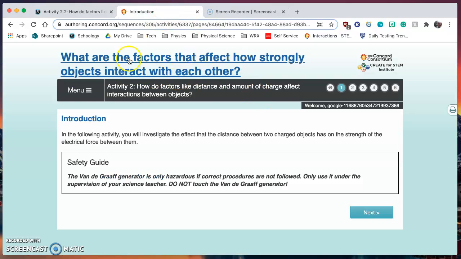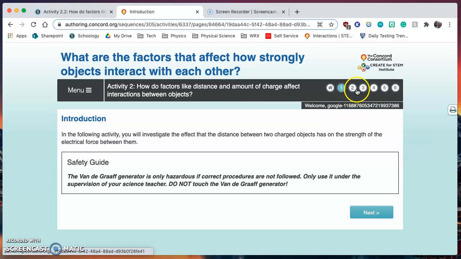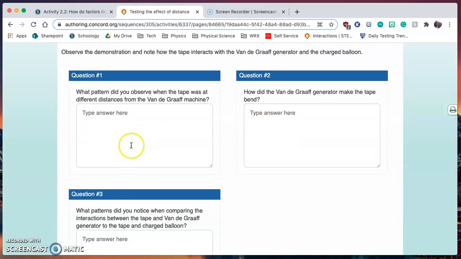Jumping over, remember, we want to be working on both tabs. We want to make sure we're right here on Activity 2 in Investigation 2. Again, the essential questions line up. We talked about the factors, distance, and amount of charge. Okay, so here we are, first part, a little overview. It mentions a demonstration as I get to this second page here. It's got a couple questions.